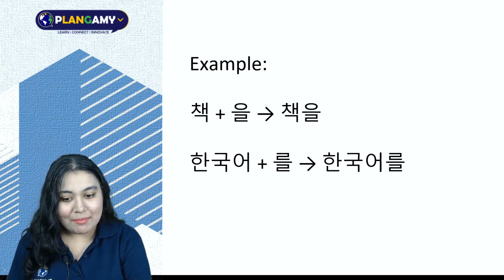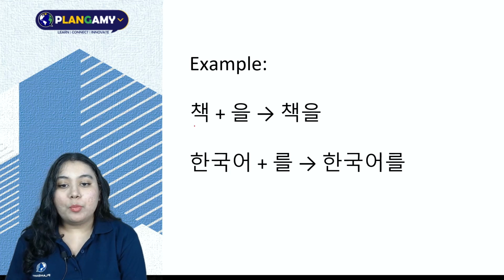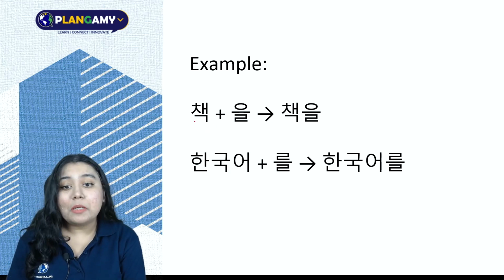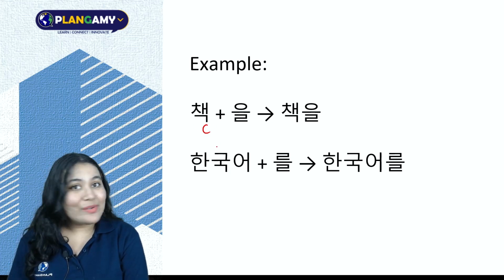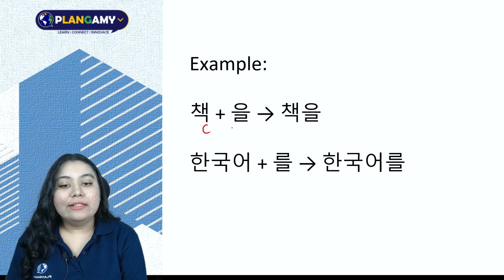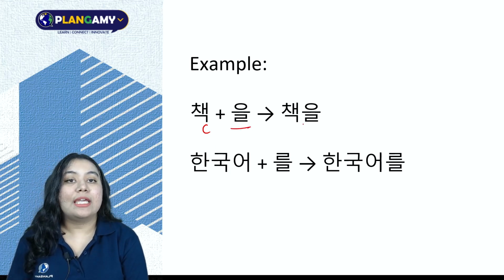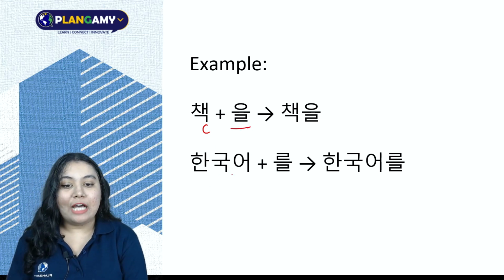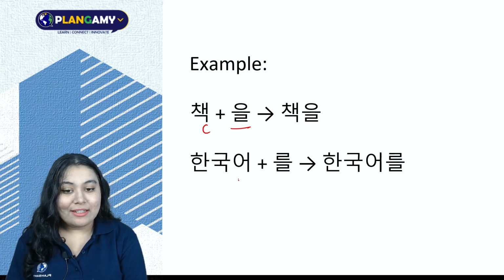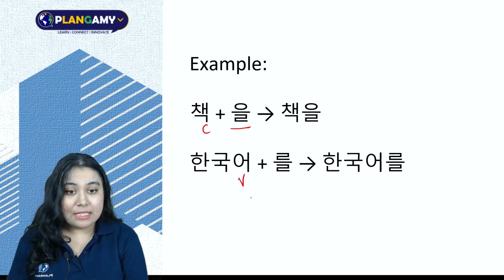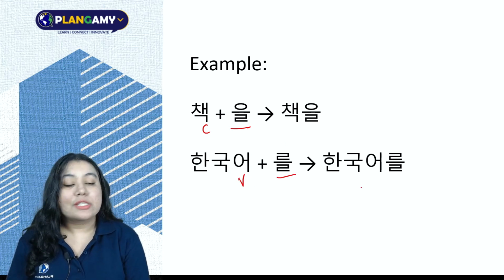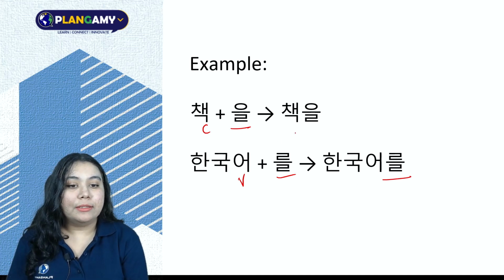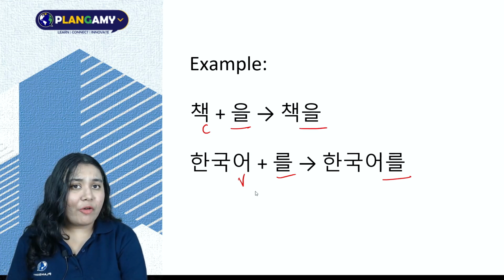Let's see a few examples. I have the word cheg. Cheg is a book. Now this is ending with a consonant, so I have a bhachim. So I'll add ur. So this becomes chegr. On the other hand, Hanguko, the language Korean, ending with a vowel, no bhachim. So I'll add r. So this becomes 한국어를. Let's see how we'll use it in a sentence.